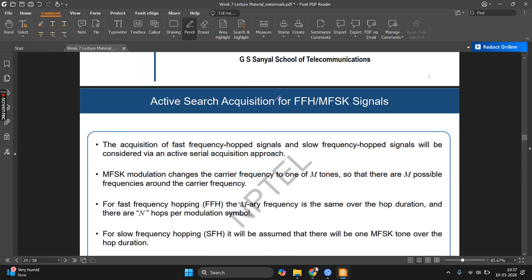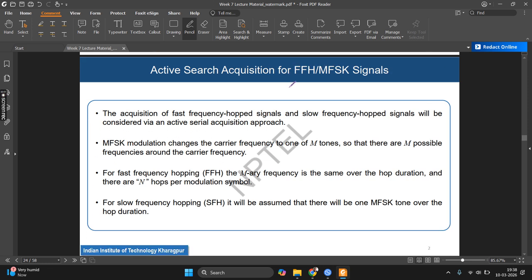Now we have done PN sequence acquisition for DS3. Now we will do PN sequence acquisition for frequency hopping and MFSK. The acquisition of fast frequency hop signals and slow frequency hop signals will be considered.